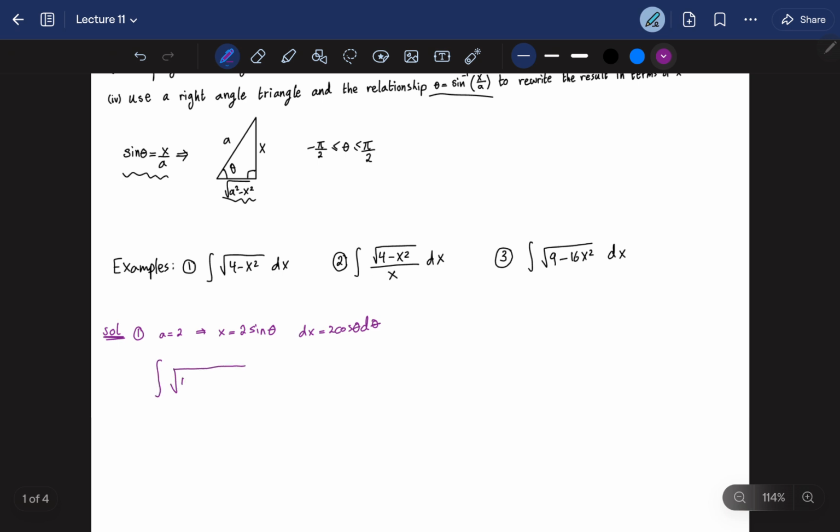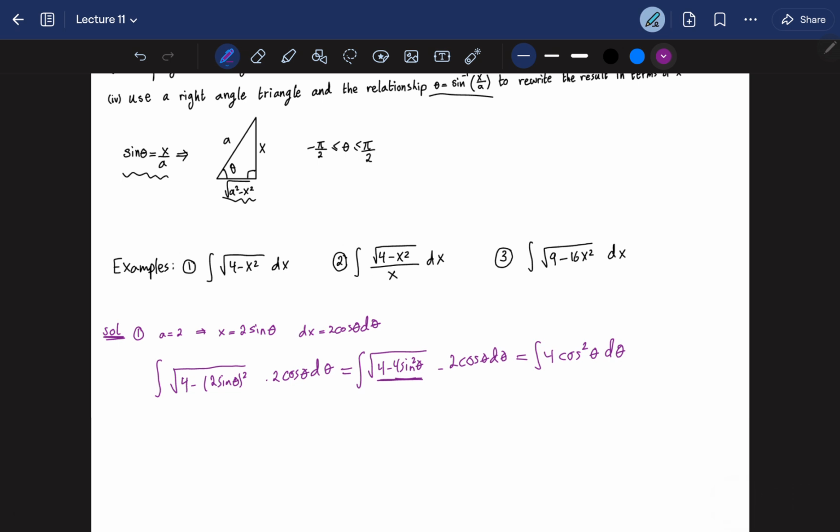So I have the square root of 4 minus 2 sine of theta all squared, times 2 cosine of theta d theta. Now let's simplify. I'm going to have the square root of 4 minus 4 sine squared, times 2 cosine d theta. Okay, now if you simplify it, you're going to get 2 cosine. So I'm going to have 2 cosine times 2 cosine. So that's 4 cosine squared d theta.